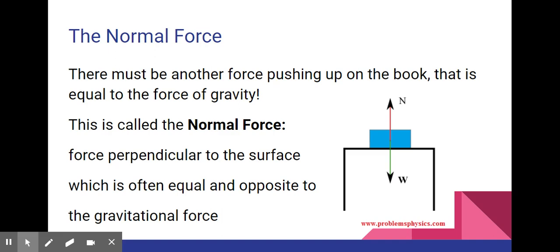This force needs to be equal to the force due to gravity for your forces to be balanced. Because remember, unbalanced forces cause acceleration, and this book isn't accelerating. It's just sitting there. So in order to have balanced forces, we need this upward force called the normal force. So the normal force is perpendicular to the surface, which is often equal and opposite to the gravitational force. So if we just have a book sitting on a table, we have the normal force, which is equal and opposite in direction to the gravitational force, which you can see here as the W for weight.